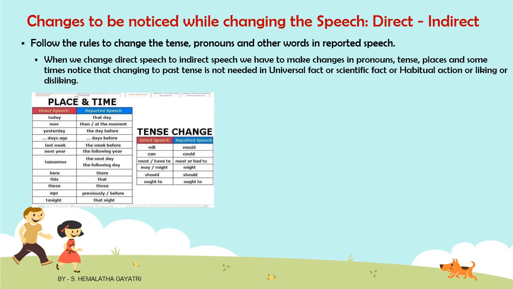Okay, remember them. Then you have to even change the tense, like will change to would, can to could, must and have to will change to must and had to, may to might, should will be should, ought to will be ought to. So always remember the tense will be the next past tense.